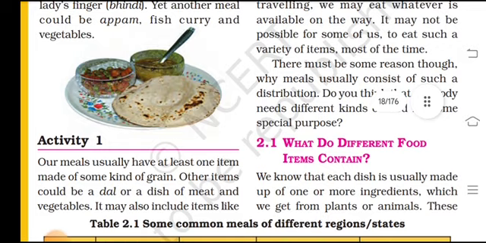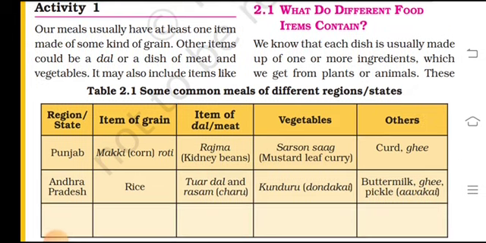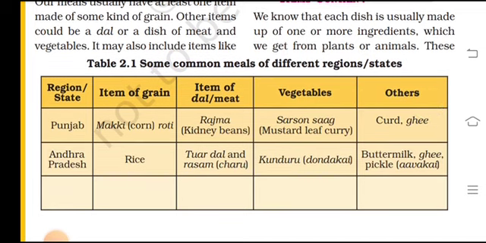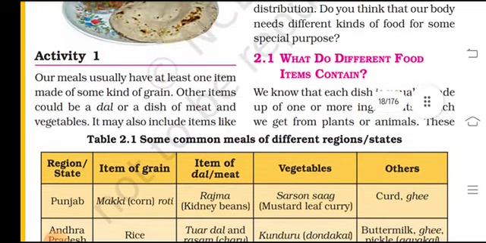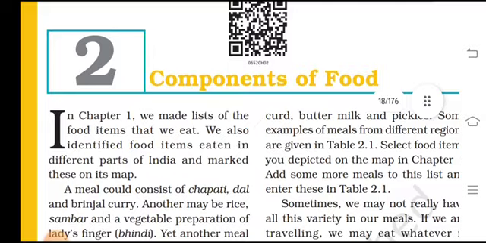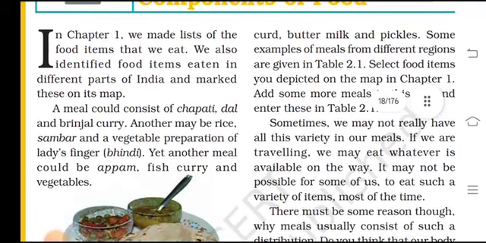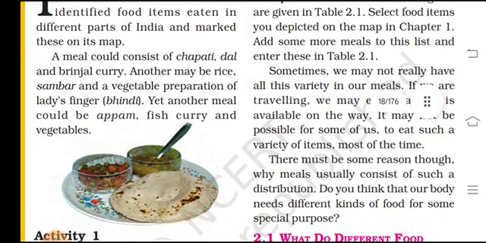Activities 1. Our meals usually have at least one item made of some kind of grain, and other items could be dal or a dish of meat and vegetables. It may also include items like curd, butter, milk and pickles. Some examples of meals from different regions are given in Table 2.1, and selected food items are depicted on the map in Chapter 1.